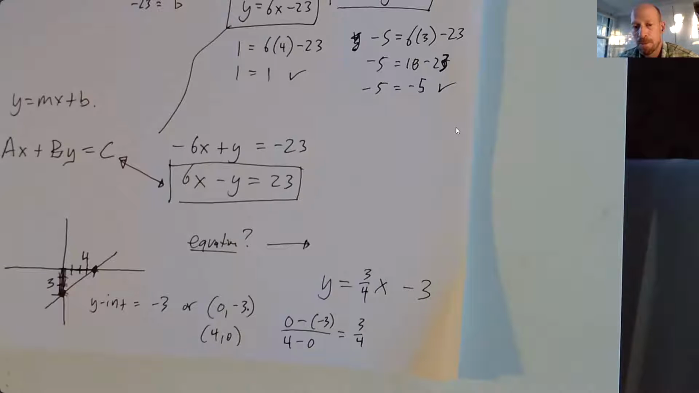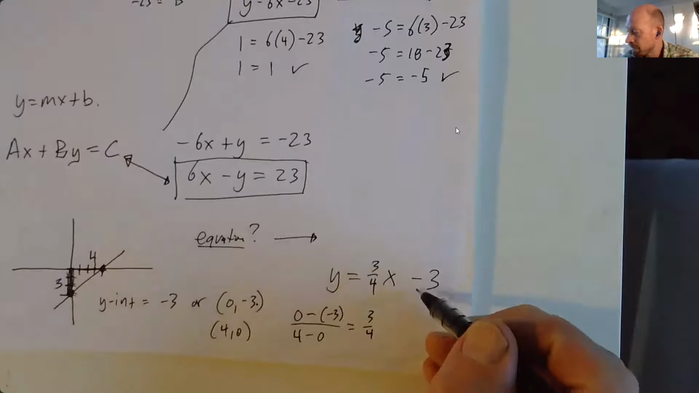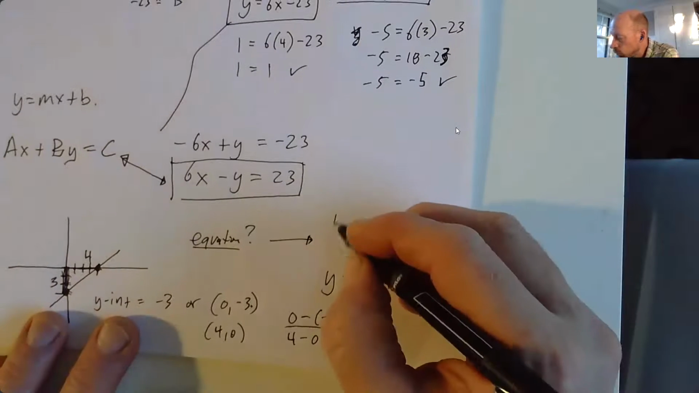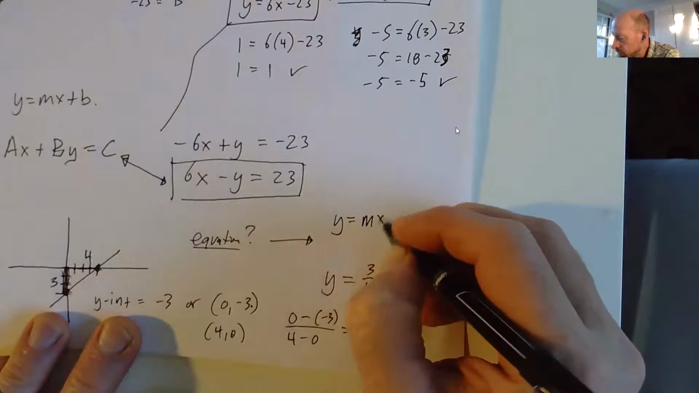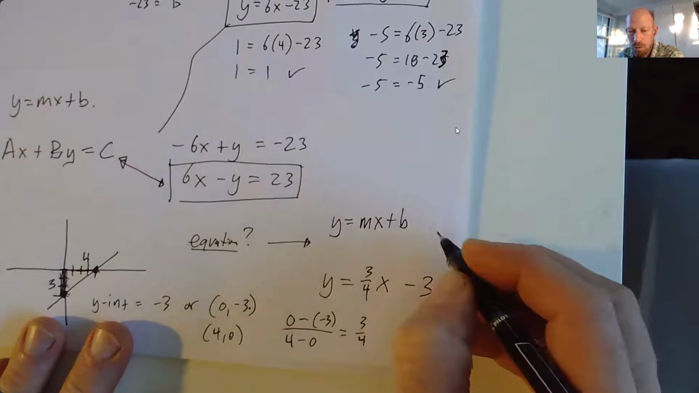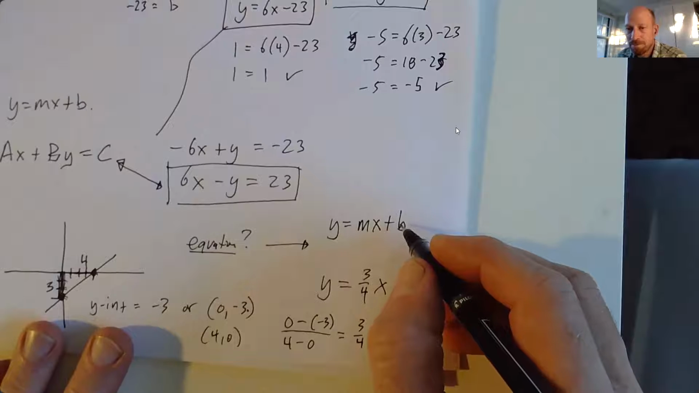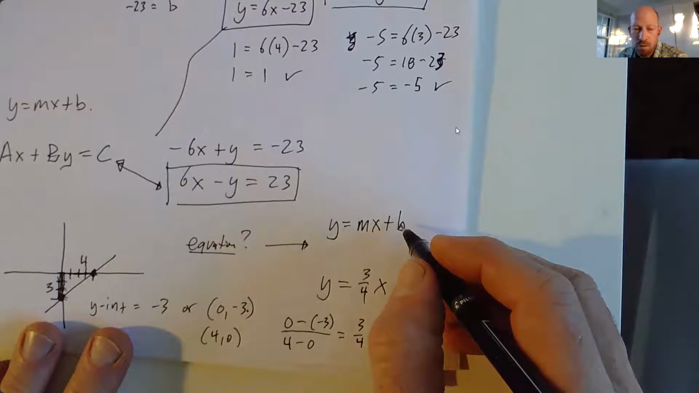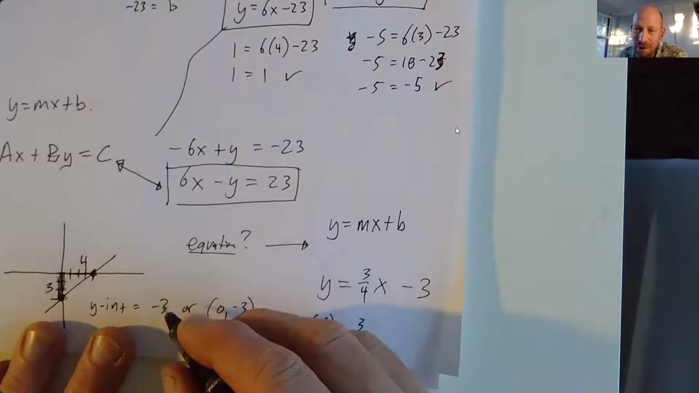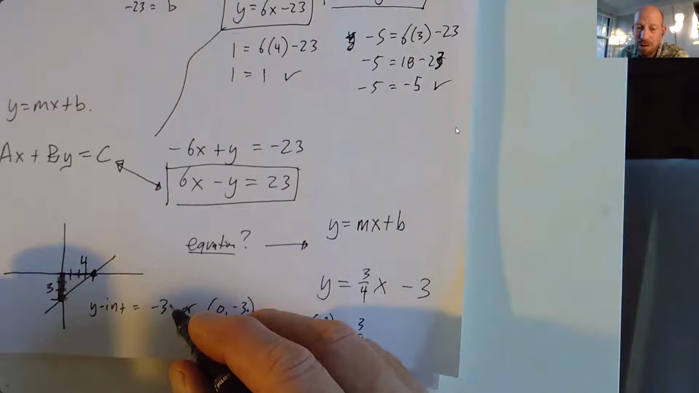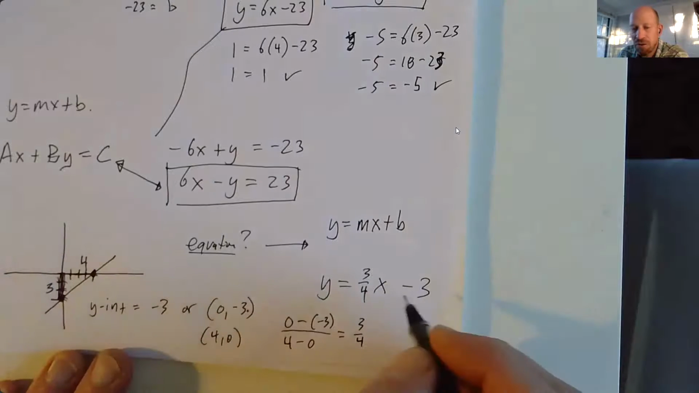I have a question. Yeah. So why is it -3? So remember in our form, y equals mx plus b, this b is always the y-intercept. From my graph, I happen to know the y-intercept was -3, so I could just fill that right in.